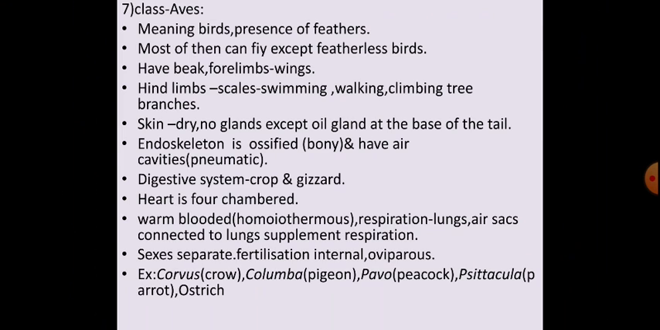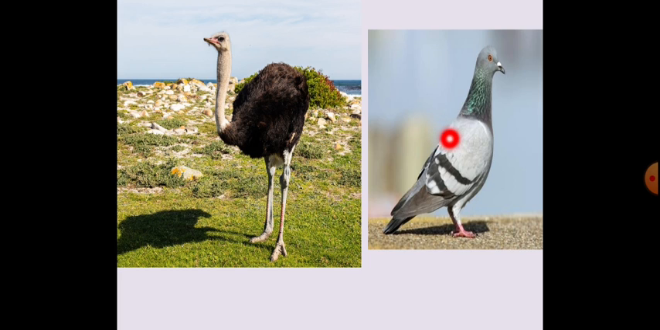So they have 2 pairs of limbs, forelimbs and hind limbs. The forelimbs are modified into wings, and the hind limbs are made up of scales, used for swimming, walking and climbing tree branches. So these are forelimbs which are modified into wings, and these are hind limbs used for walking, running, swimming, etc.